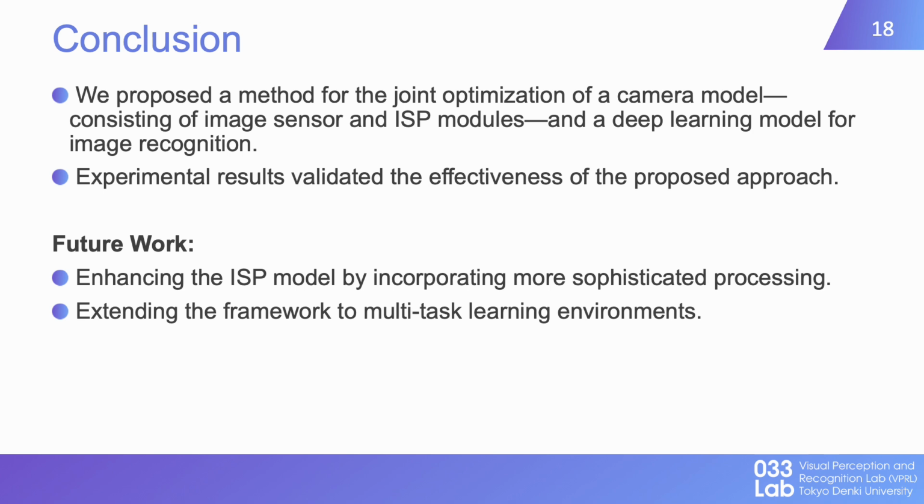In conclusion, we propose a joint optimization method for a camera model and a DNN. Our experiments showed good results. Our approach improves accuracy for classification and detection. Most importantly, optimizing the CSS is key. It is more effective than optimizing only the ISP.